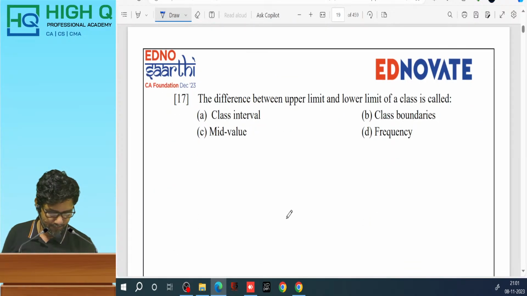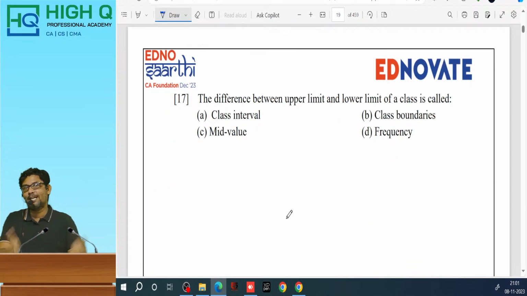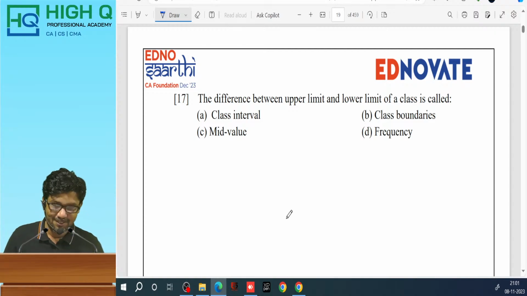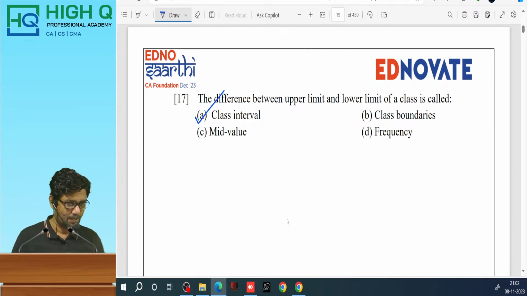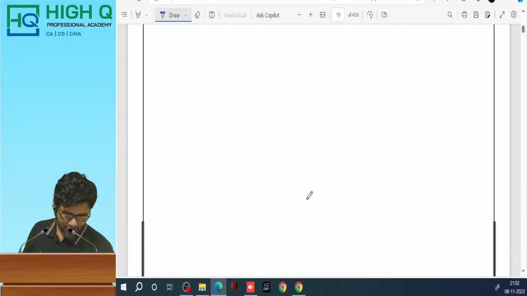I think this also I covered. Did this MCQ also get covered or not? You tell me, my dear. The difference between upper limit and lower limit of a class is called? Class interval. So, why is Akhilesh giving me C? Mid value? No, mid value is upper class boundary plus lower class boundary divided by 2. You told us to research everything and believe. Oh, fine. Yes, next one.